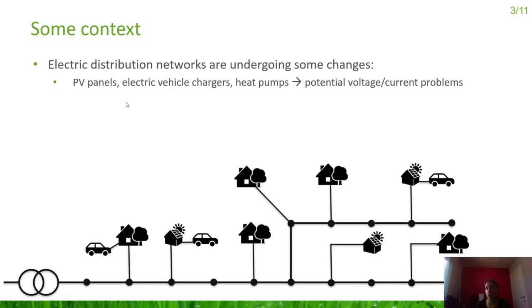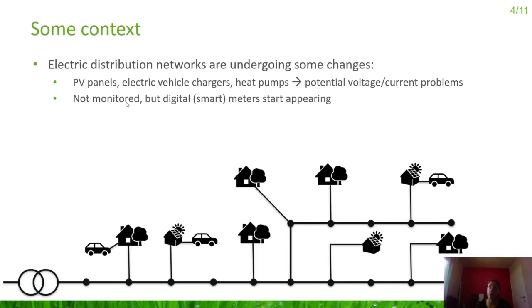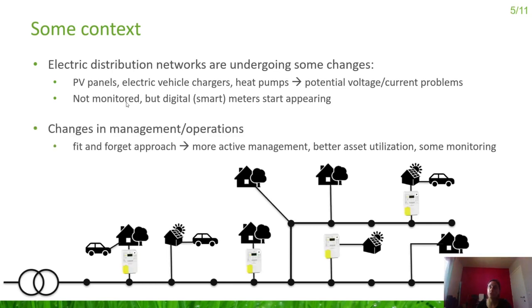These systems are in general still not monitored, but we see that digital or smart meters start appearing in the picture, and these changes in the systems are also calling for changes in the way these systems are managed and operated. And we're observing a transition from the usual fit and forget approach towards more active management strategies, which often imply better asset utilization and at least some monitoring capabilities.